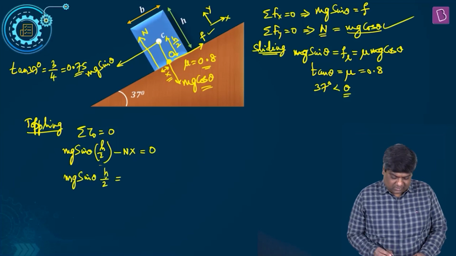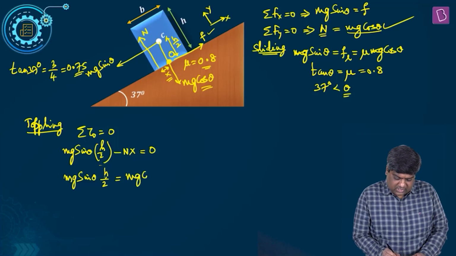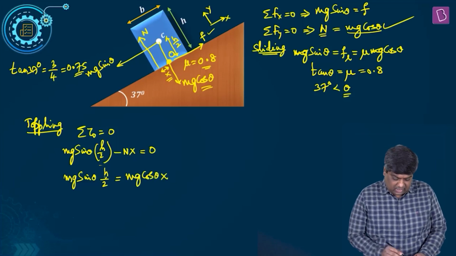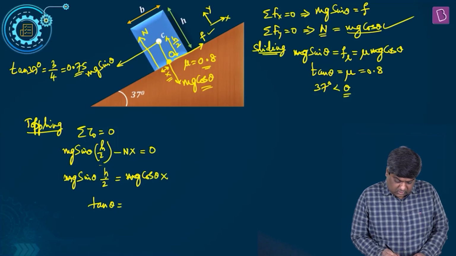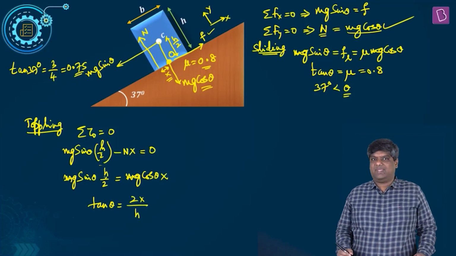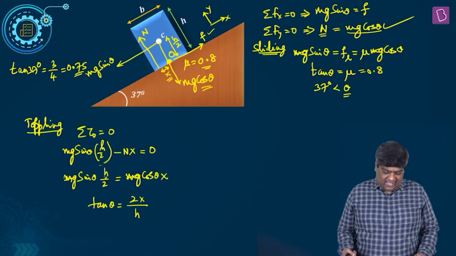N is mg cos theta. Remember, mg cos theta into x. mg gets cancelled. Now we'll have tan theta is equal to 2x by h.